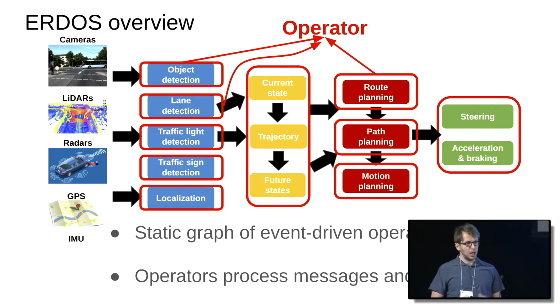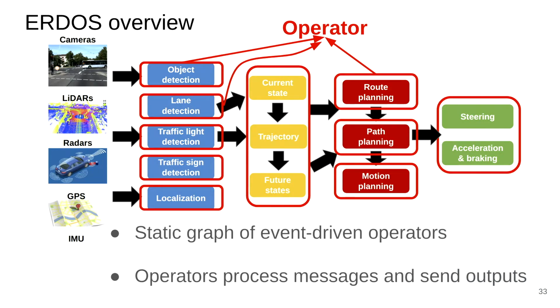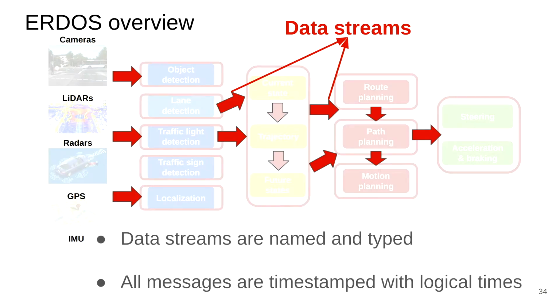In ERDOS, applications are developed as a data flow graph of operators, and the operators can register callbacks, receive data, process data, and send outputs. So in this example, every single module becomes an ERDOS operator. The data between operators is sent on named typed data streams, and these streams can have labels associated to them, which you can think of as properties.